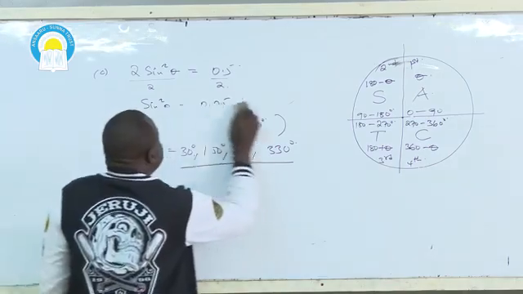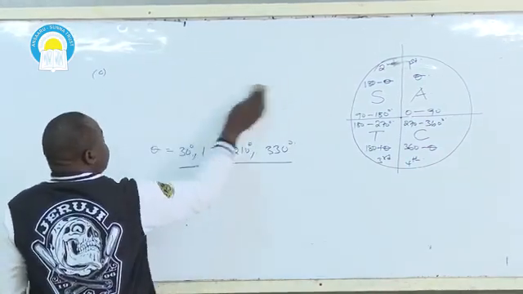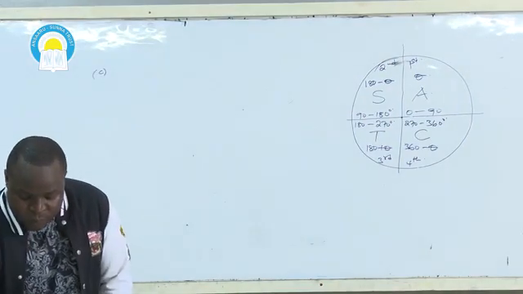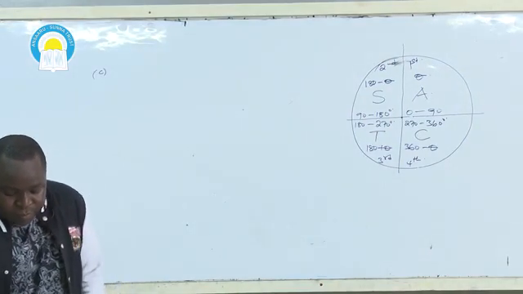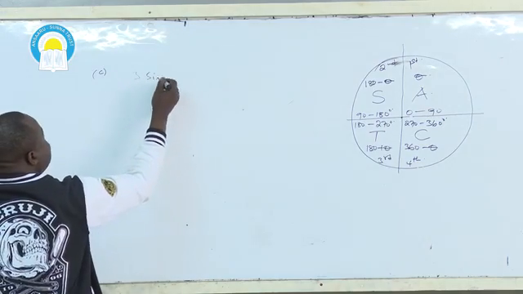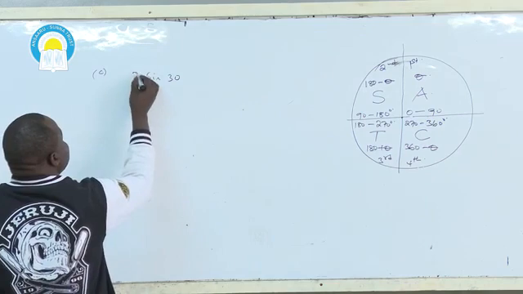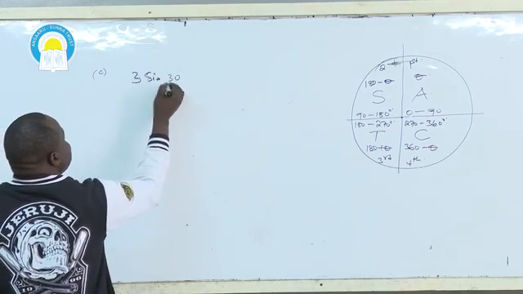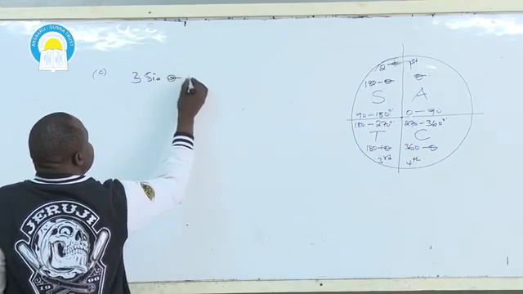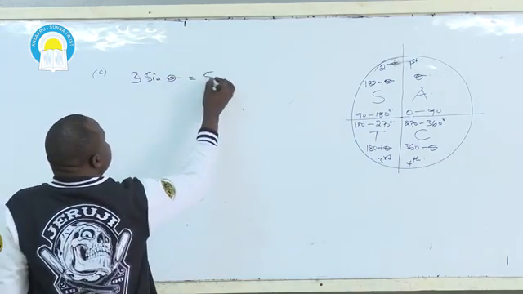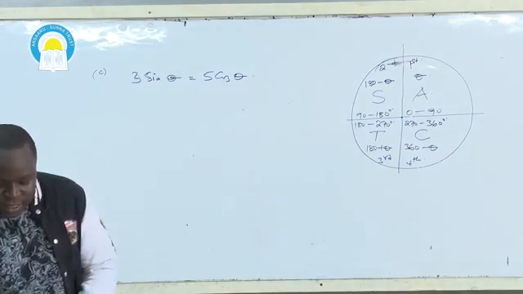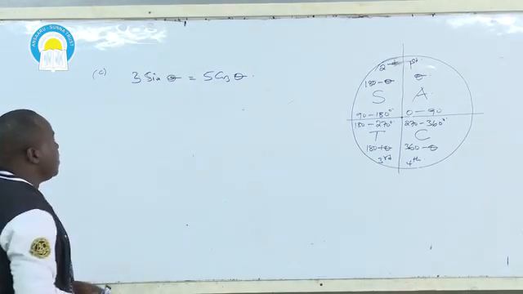Next example, example D. 3 sine theta equals 5 cos theta. 3 sine theta equals 5 cos theta.